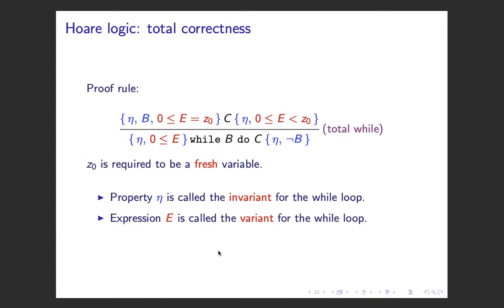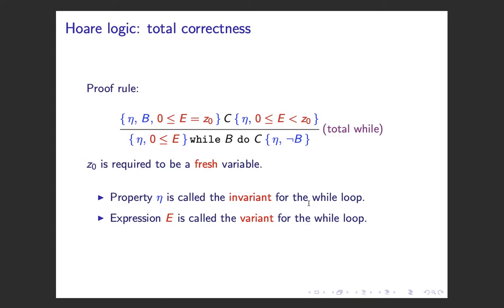Right. If we look at the blue part of the rule, or the blue and black, it's exactly the same as the partial while rule. So it's like the partial while rule, but we've just added some extra parts, and these extra parts are highlighted in red. The blue part includes our invariant property eta, which, just as we had before, I used this terminology last week as well. So the property eta that is preserved by the body of the while loop, and hence by the while loop as a whole, is called the invariant for the while loop.